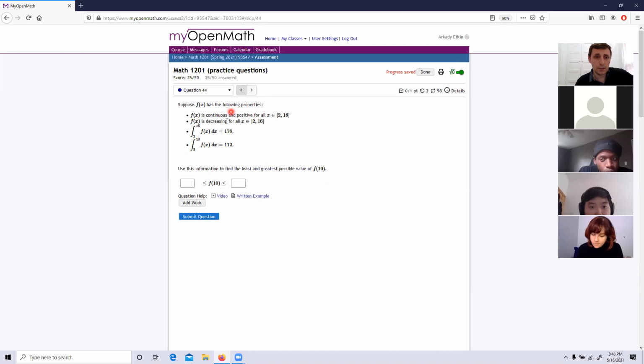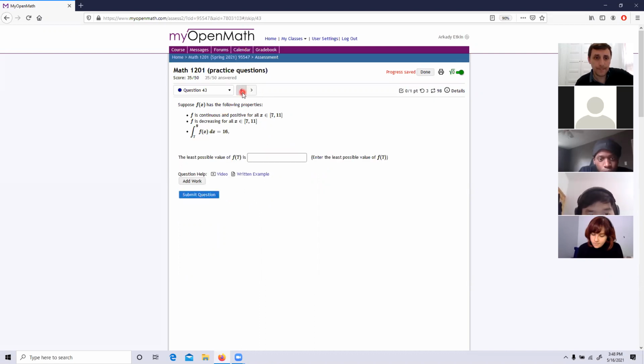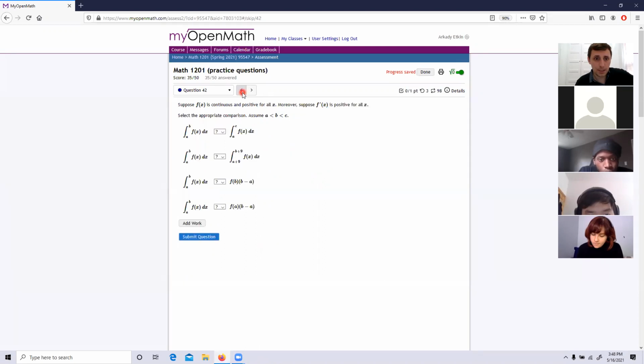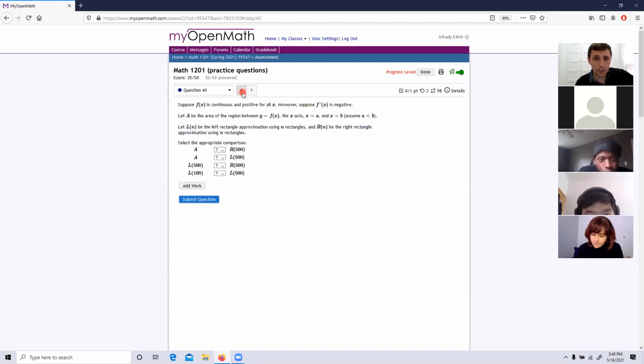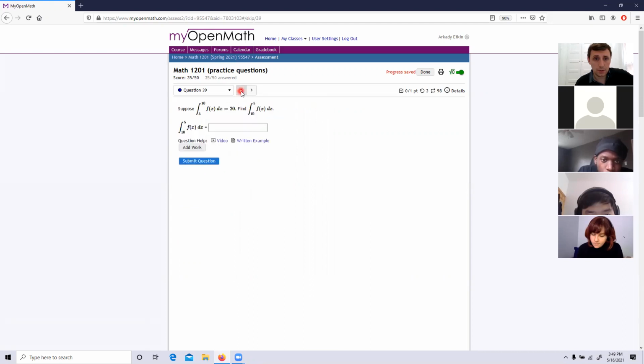And this is a very similar question. Okay, I'm going to skip it for now. Same ideas, same questions. You need to know integration better. This is Riemann sums where you need to know integration better. This is also integration questions.